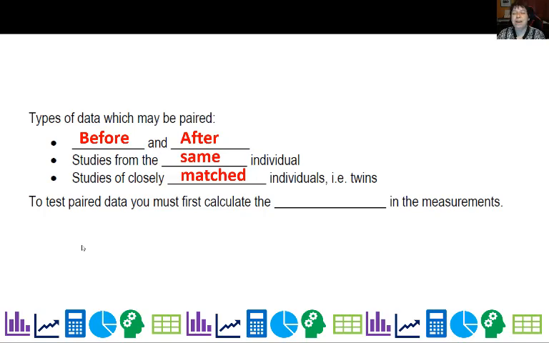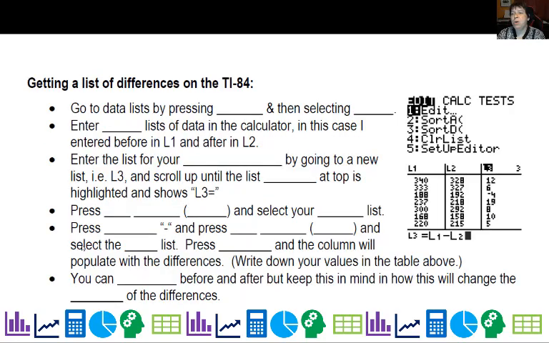To test paired data, you must first calculate the differences in the measurement. And how can we do that easily? Well, getting a list of differences on the TI-84. First of all, we're going to put the initial two lists in the list editor. So I'm going to do that by pressing STAT and then selecting Edit. Enter both lists of the data in the calculator. In this case, I did L1 and L2.